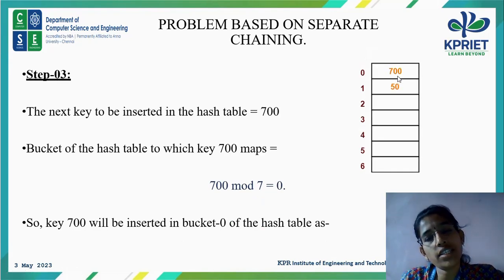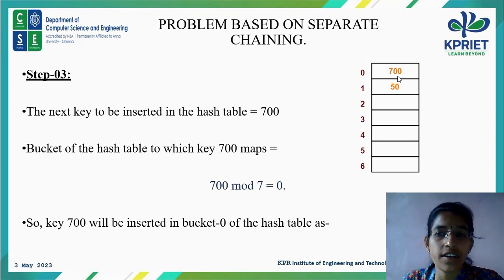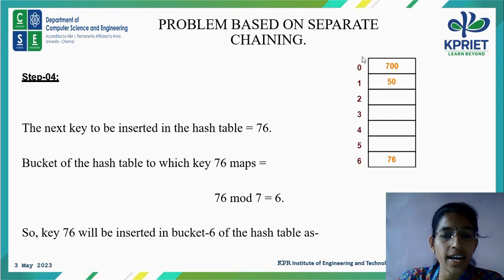The second key value is 700. We apply the hash function, 700 mod by 7. The output is 0, so the 0th place is for 700. So I insert the 700 at the 0th place. My third element is 76. Again we apply the same hash function for the key 76. 76 mod by 7, the output is 6. So the hash value is 6. At the 6th position I insert my element 76.